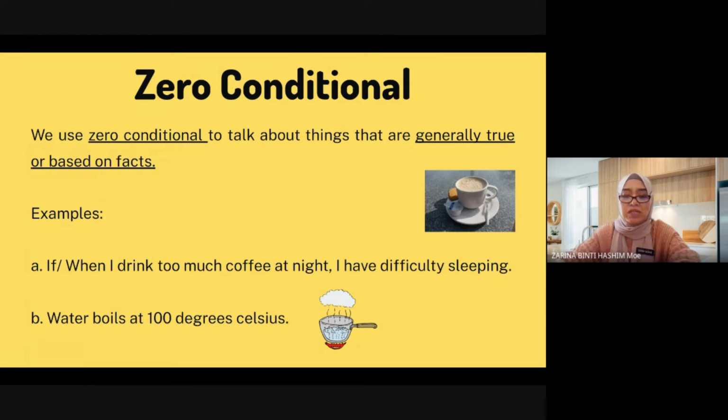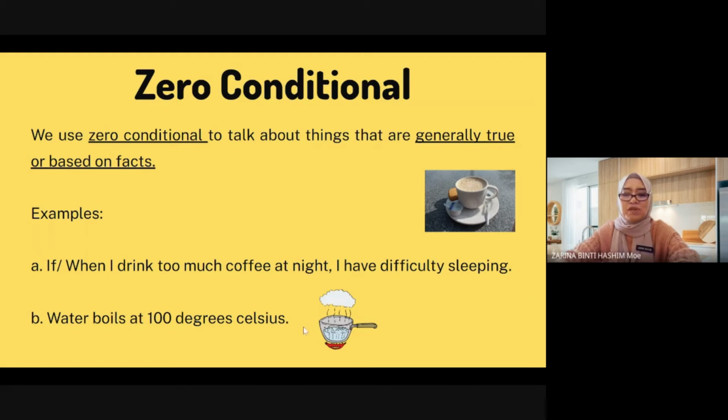The most important thing is you know how to differentiate between zero and first conditional. Now we have learned about zero conditional. It means something that you cannot deny. You cannot say that it is not true. Something that is always true, or based on fact. Just remember that for zero conditional. Now I'm going to go to the next one, which is first conditional.